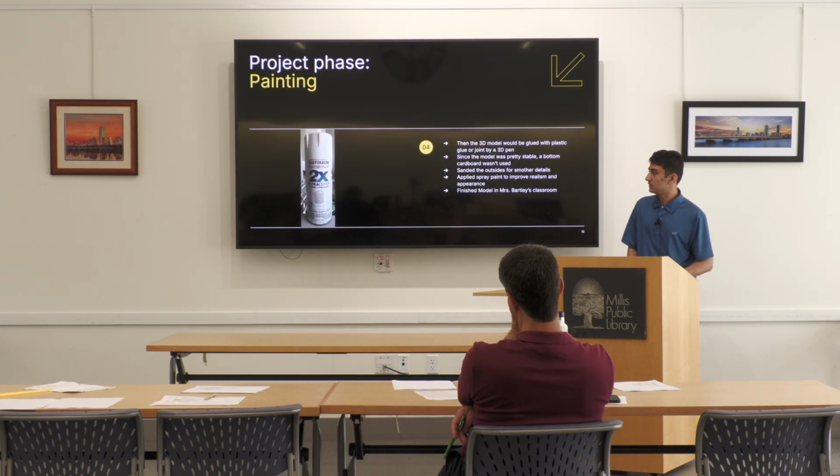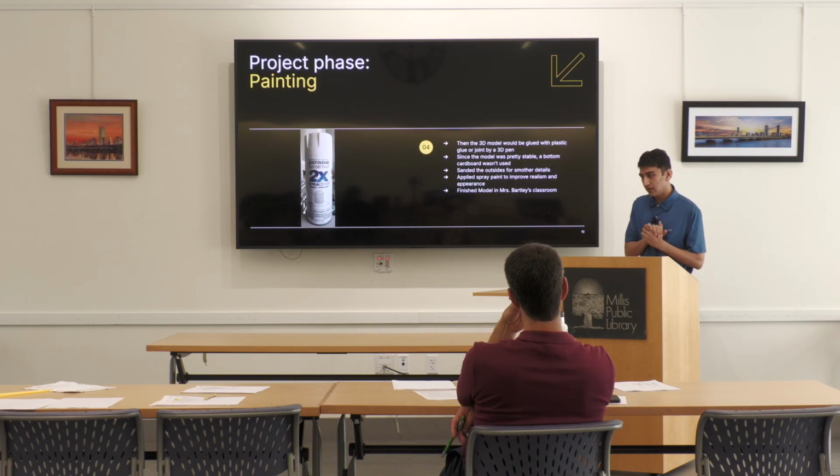And then the painting process. The 3D model was all glued with plastic glue, which I found on Amazon. And then it was also joined by 3D pens where some of the gaps were. Everything was pretty stable, I found. You could hold it with one hand and it wouldn't move, it stays together. So I didn't think cardboard was necessary, but you can always add it.